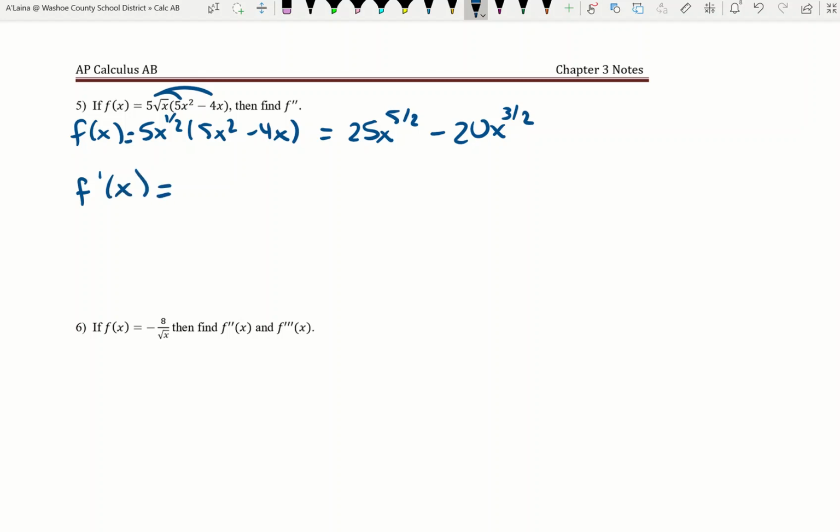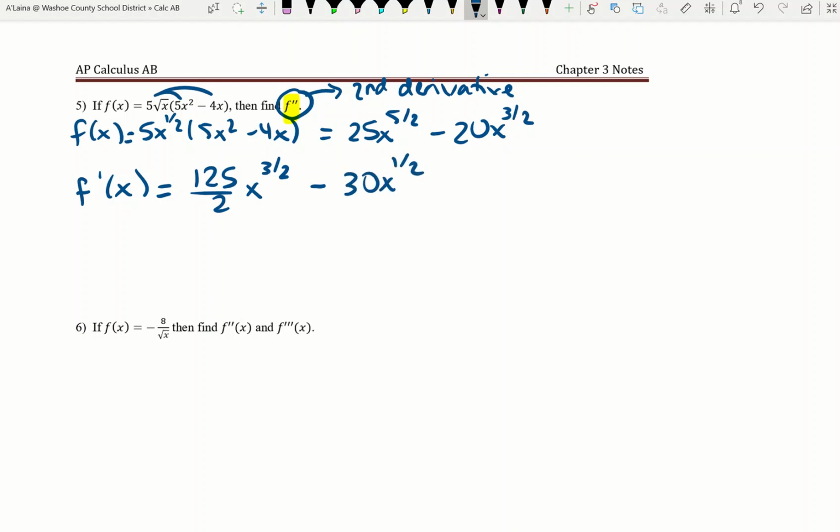And so then I would end up with, let's see, 25 times 5 would be, oh, this is interesting. I didn't pay attention. We are finding the second derivative. So we're going to need to find the first derivative and then take the derivative of the derivative. Just FYI. All right, let's use the power rule here. I'm going to get 125 over 2 times x to the, I'm going to take 1 away, so 3 halves, minus 30 x to the power of 1 half.